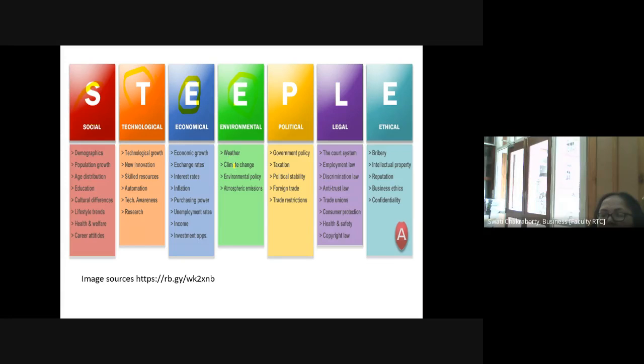Environmental: weather, climate, environmental policy, atmospheric emissions. P, which is political: government policy, taxation, political stability, foreign trade, trade restrictions. L, that's legal: court system, employment law, discrimination law, antitrust law, trade unions, customer protection, health and safety, copyright law. Ethical is bribery, intellectual property, reputation, business ethics, confidentiality.